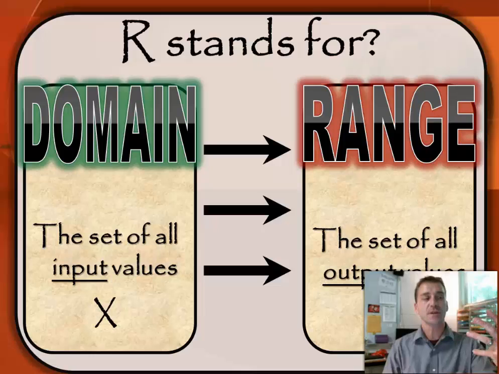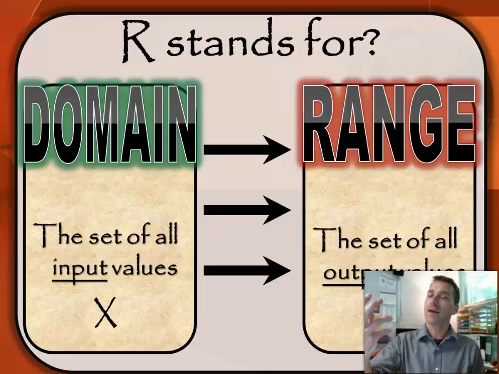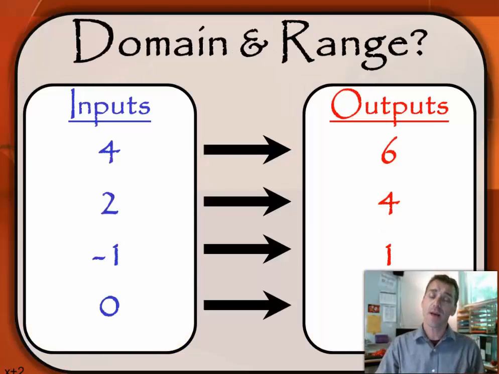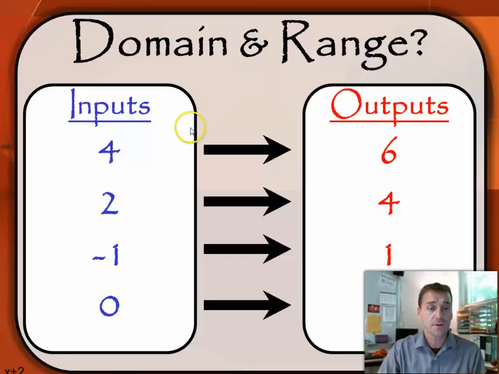So if I practice more, that's my domain. I'm going to output my range, being a better player, better hitter, better musician, whatever. So there is domain and range. Now in the actual example, which I'd probably throw into your notes too, here's a specific one.